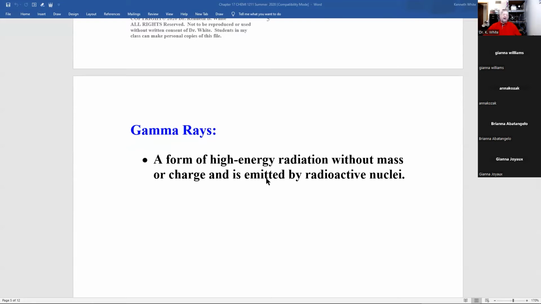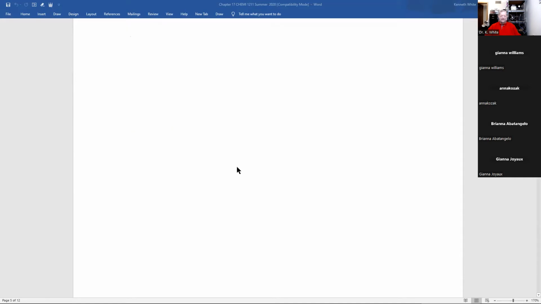But gamma rays, by the way, in our universe, gamma rays will not turn you into the Hulk, Bruce Banner, if you know that comic book character, but it's quite high energy.